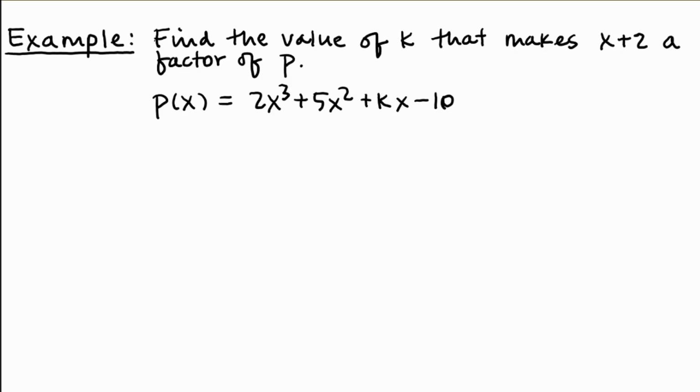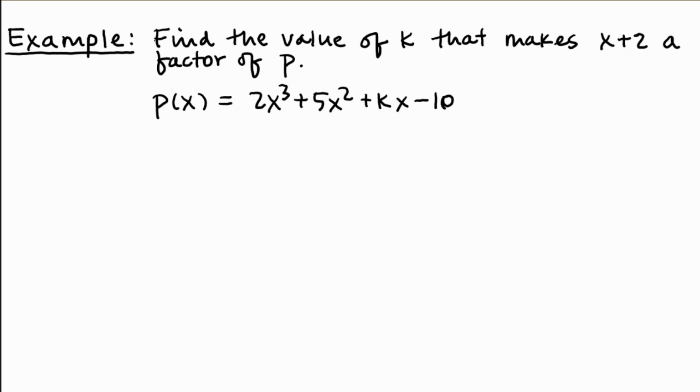All right, now here's a good example. I like this problem type. So we're going to find the value of k that makes x plus 2 a factor of the polynomial p. Okay? So what we're going to do, we're going to run -2 through synthetic substitution. And we'll kind of track it in terms of k.